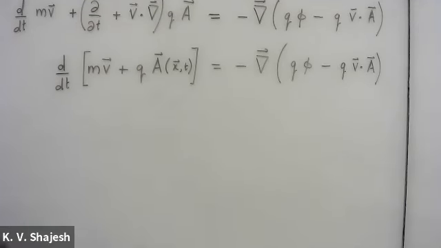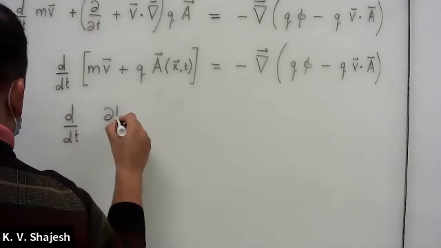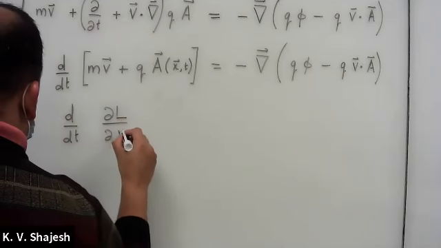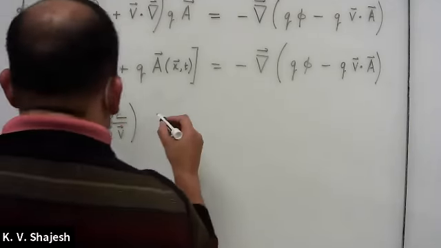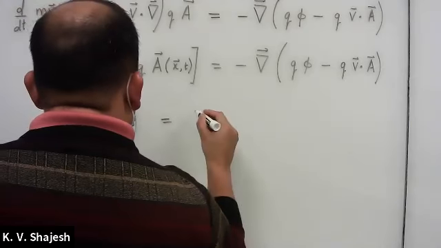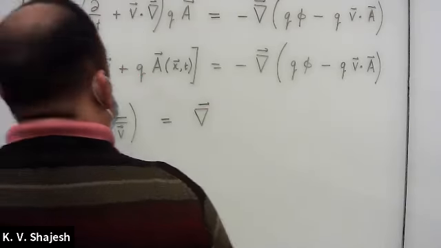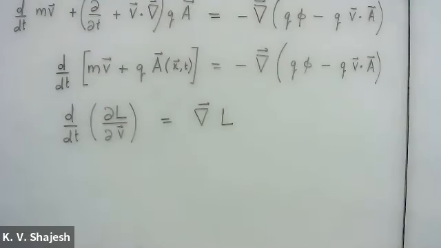Now I compare this with my Euler-Lagrange equation. The Euler-Lagrange equation says this has to be velocity, right? And this is basically a gradient, so that's the gradient of the Lagrangian. That's my Euler-Lagrange equation, and that immediately tells me, oh, what does this mean? Oh, maybe I should actually, there's an easier route than this.